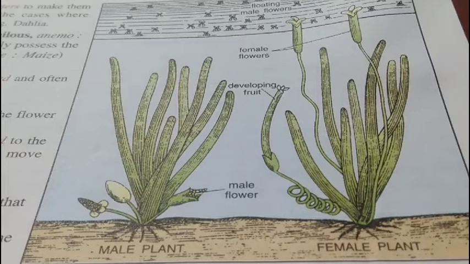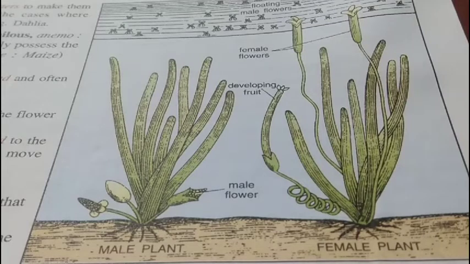If the pollination is brought about by wind, then it is termed as anemophily, where anemo stands for wind and phily affinity. So wind pollinated flowers are anemophily, as in case of maize. If the pollination is brought about by water, it is termed as hydrophily or water pollination, where hydro is from water and phily means affinity, as we can see in case of Vallisneria.